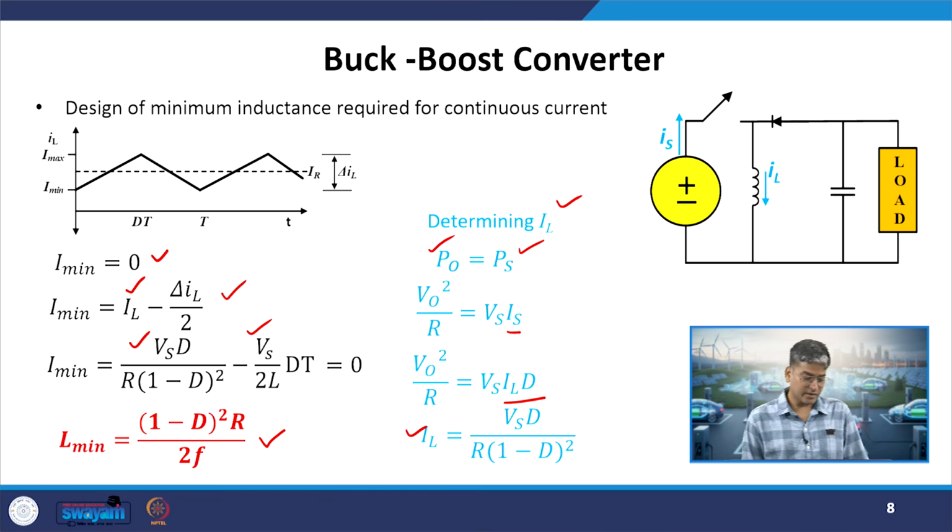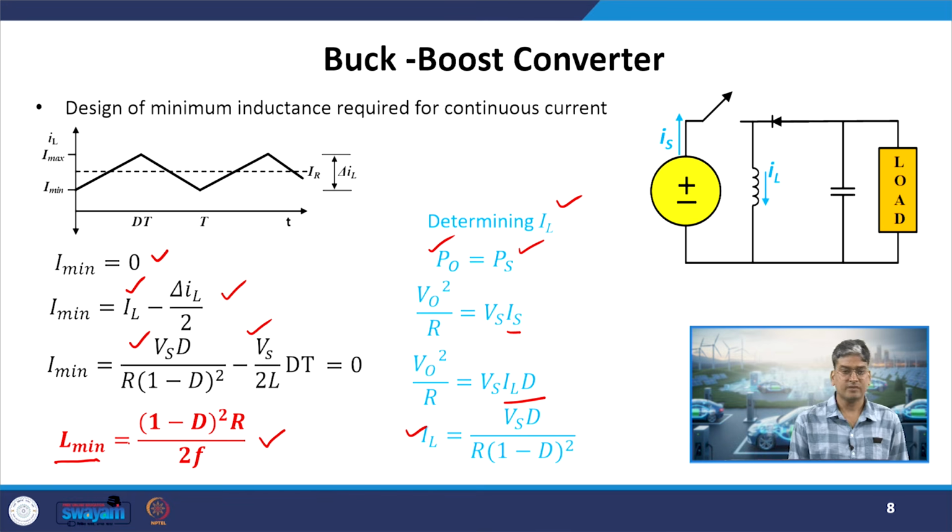If I have an inductor which is less than this value, I will enter into the discontinuous conduction mode. If I have an inductor which is greater than this minimum inductor value, it will be in the continuous conduction mode, and the current will always be positive. If it is just equal to this value, then the inductor current will touch 0 at the end of the cycle. It will return to 0 and remain continuously positive in the entire cycle of operation. So, at the boundary of continuous and discontinuous conduction mode, it will just touch 0.